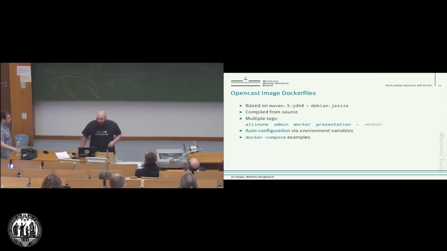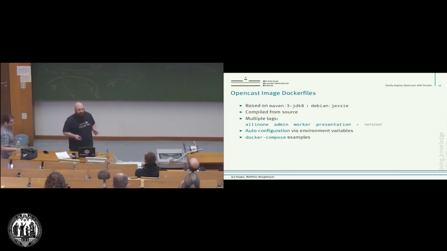So our Opencast image Docker files are based on the official Maven image, which is in turn based on Java and Debian Jessie. In those Docker files, we compile Opencast from source. We fetch the source code from the Bitbucket repository, and we split those into multiple tags, which represent the standard distributions that are provided with Opencast.